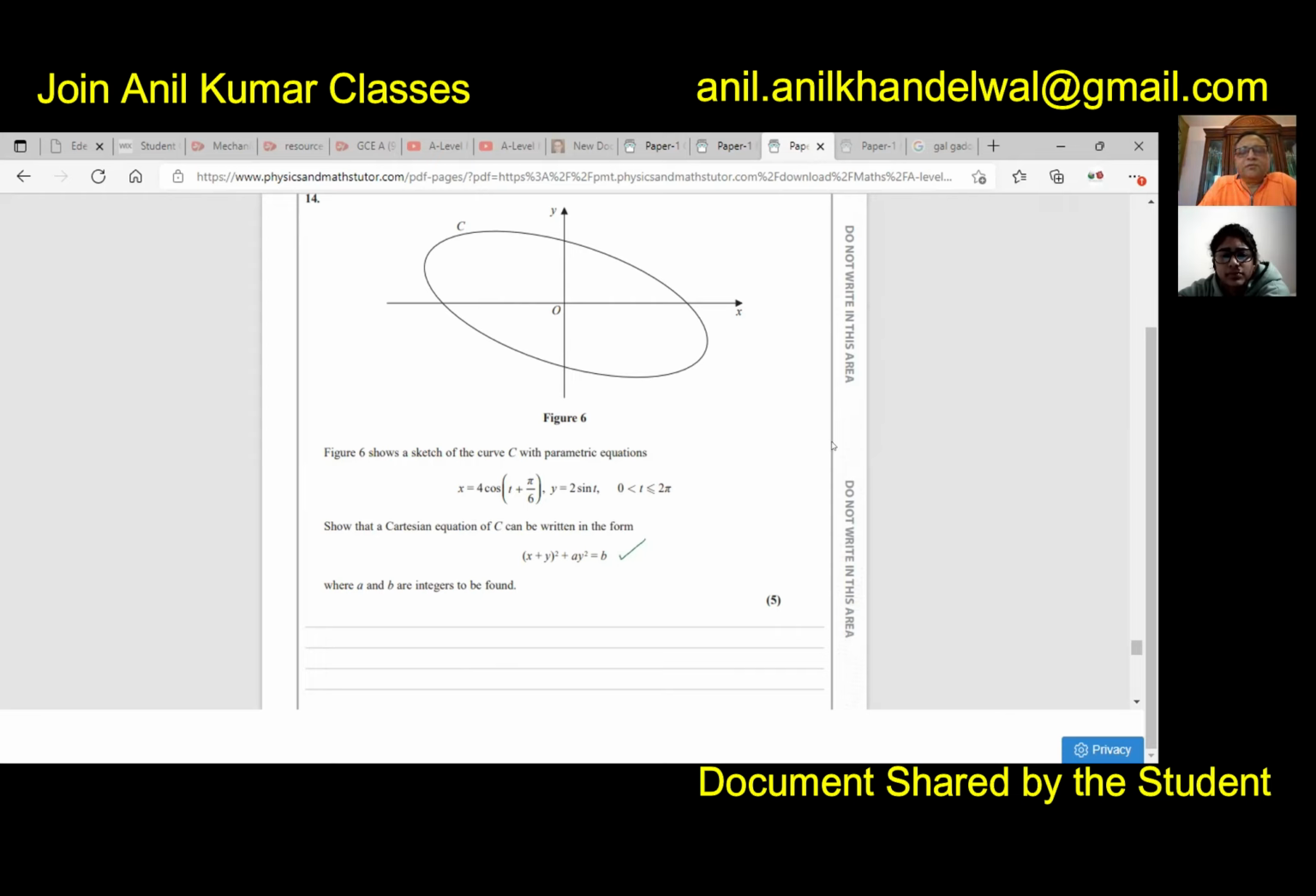So we have to write the Cartesian equation first, right? How will you do it? You are given one in terms of cos of (t plus pi by 6), and the other one is 2 sine t. So how will you eliminate sine t and cos t, where it is not just cos t, it is transformed? How will you do this? Tell me.